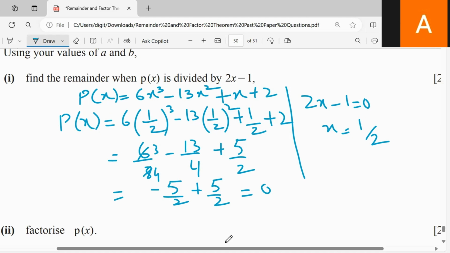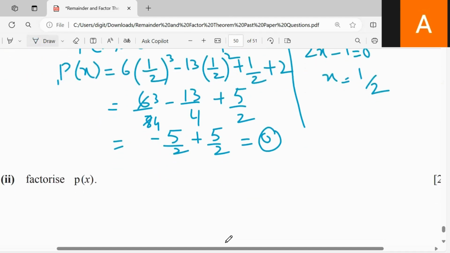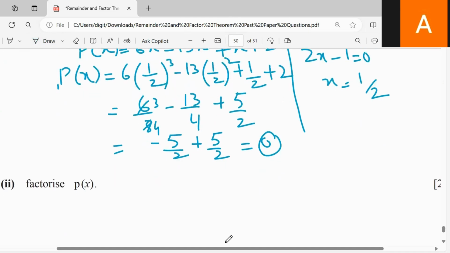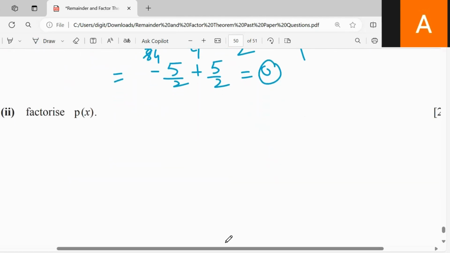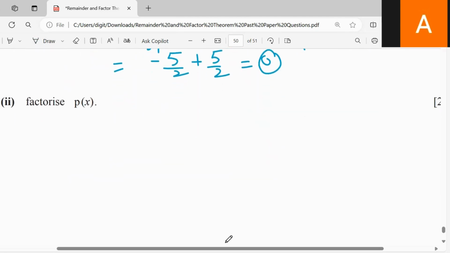Last part of this question is you have to factorize this polynomial. When you divide this whole polynomial by 2x minus 1, your answer is 0. It shows that 2x minus 1 is a factor of this polynomial. So if it is a factor, then you can apply synthetic division to get another factor of this.